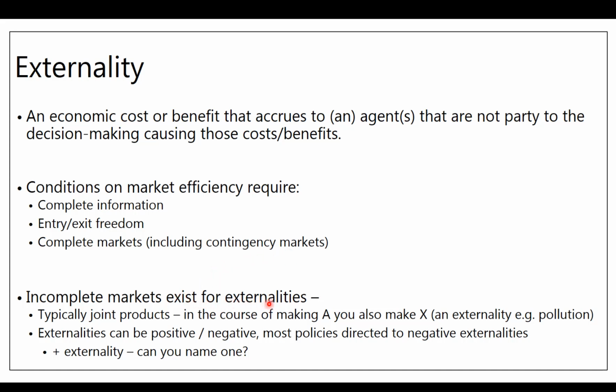Incomplete markets are a classic externality case. It's typically something like a joint production when we think about agriculture and externalities. So we are making some good A that everybody wants, there's a market for, but at the same time you make X, and that's some externality. And then of course the classic sort of generic term is pollution.